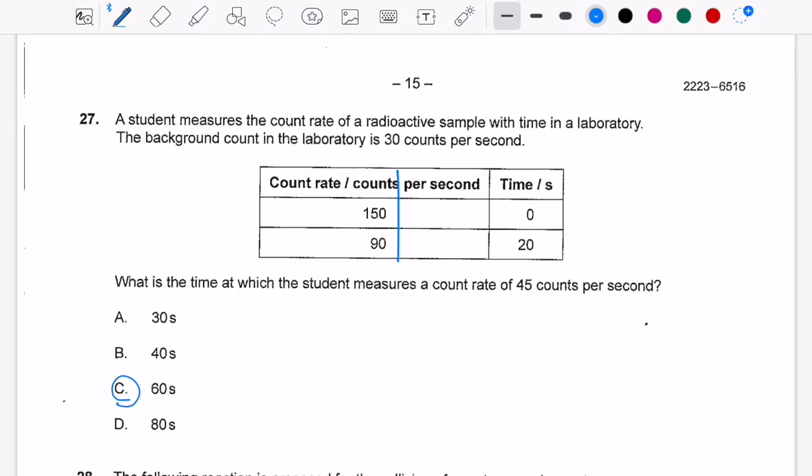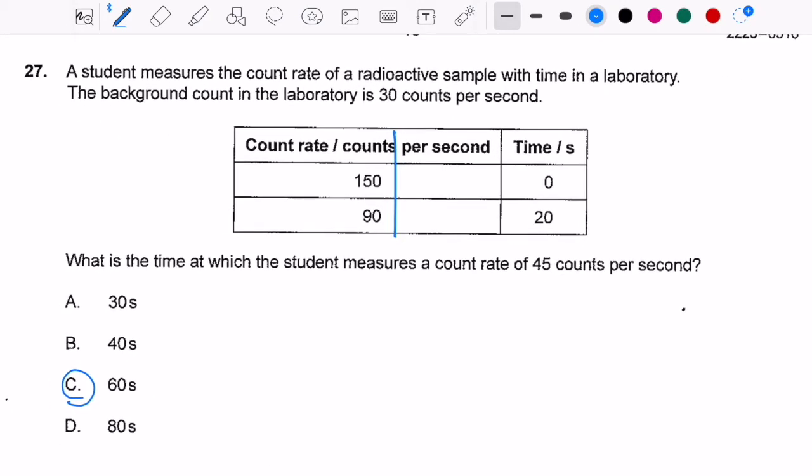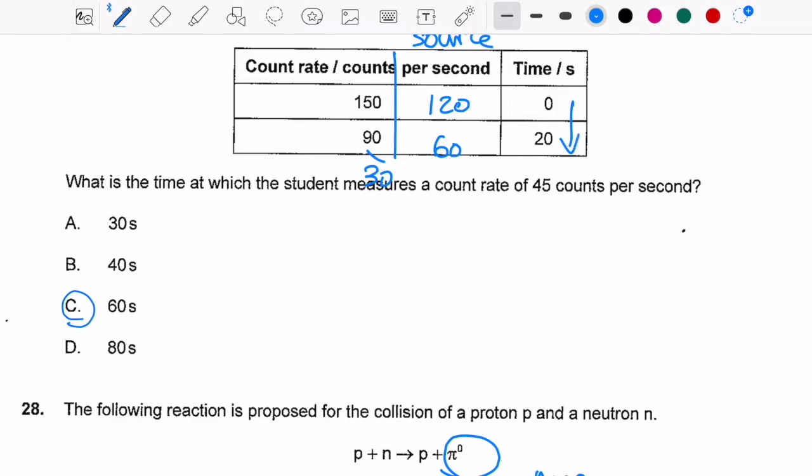Question number 27 is about rate of decay, but we have to think about the background count rate, which is 30. So from the source, the real count rate changes from 120 into 90 minus 30, which is 60. So we can see at time equals 20 seconds, 120 has changed into 60. In how much time? 20 seconds. This is the half-life, right?